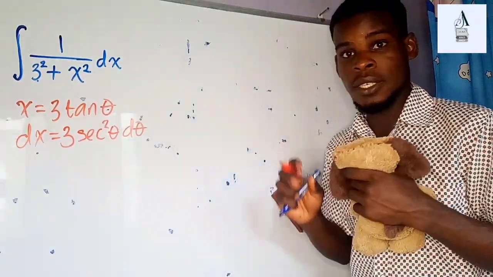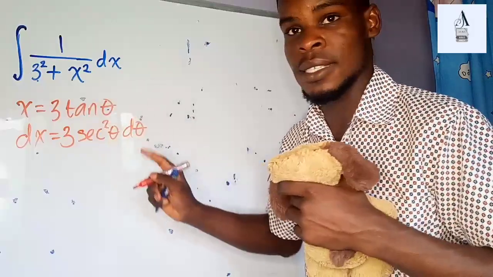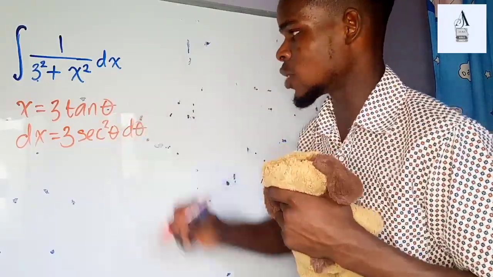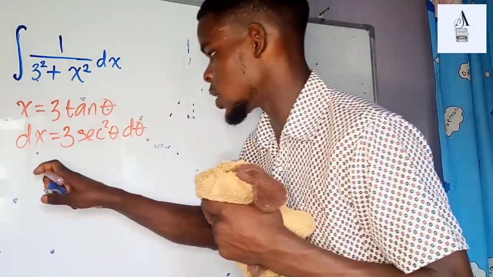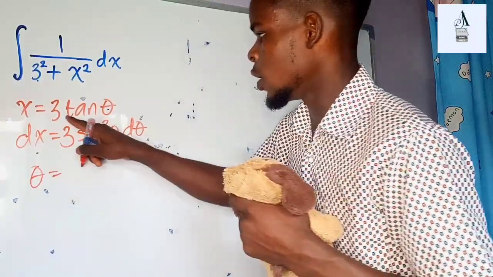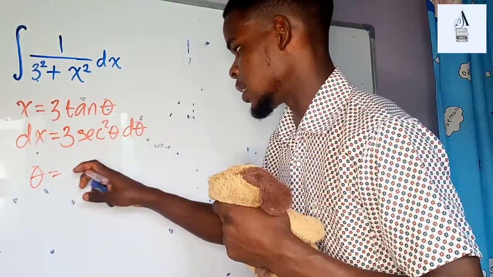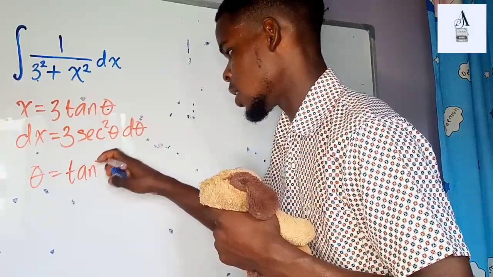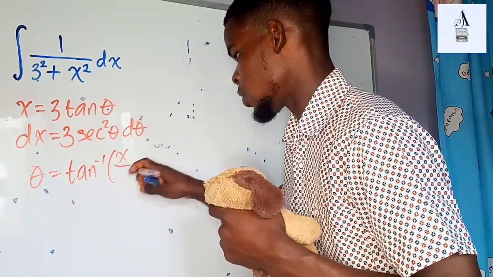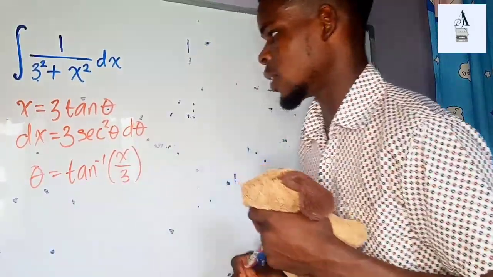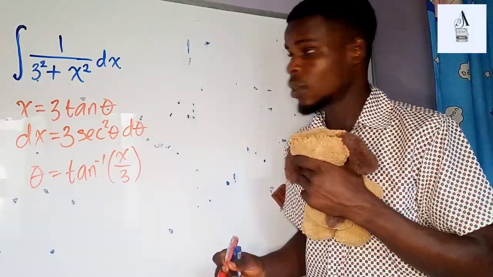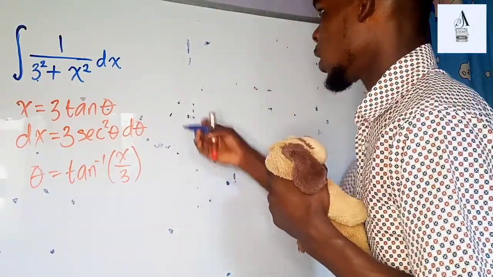Okay, great. Now take note that since x is 3 tan theta, that means we can make theta the subject of the formula from here. So theta will become, divide both sides by 3, and take the tangent inverse of both sides. That will become tangent inverse of x over 3, if we try to make theta the subject of the formula from there. Okay, great. And now let's see what the integral becomes.